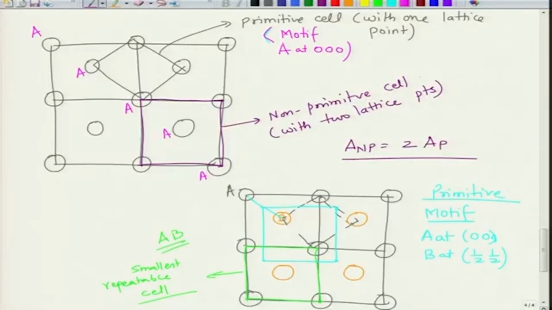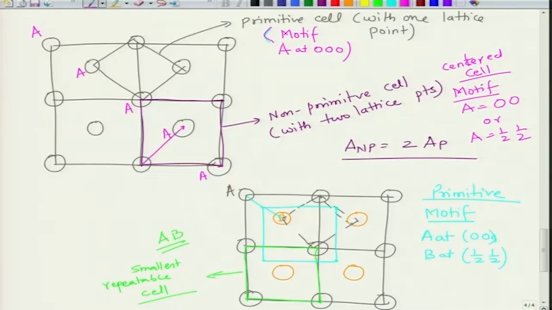But if you want to define a non-primitive cell, let us say for this non-primitive cell, I say it is a centered cell. In this case the motif would be, you can say A is equal to 0 or you can say A is equal to half half. So, the moment you say it is a centered cell, the motif at A is equal to 0 will automatically mean that you have 1 at 0 0 and 1 at half half, or if you say A is at half half, it would automatically mean that there is another one at 0 0, because the translation vector in this case is this translation vector.